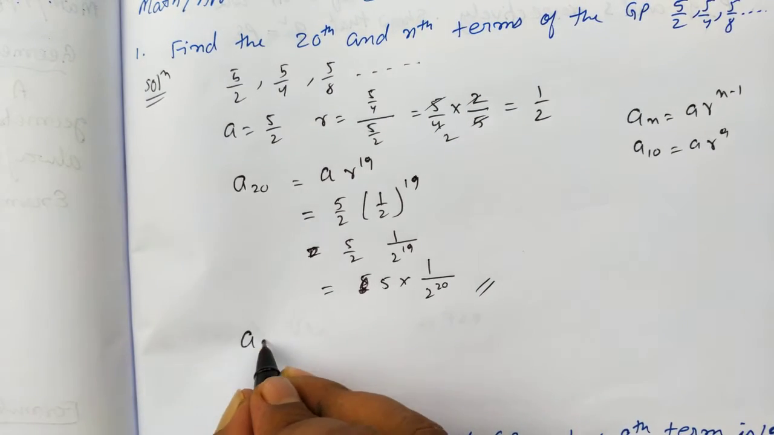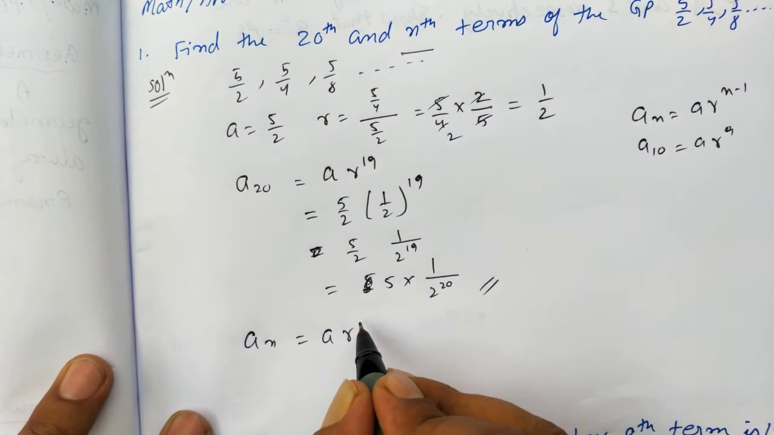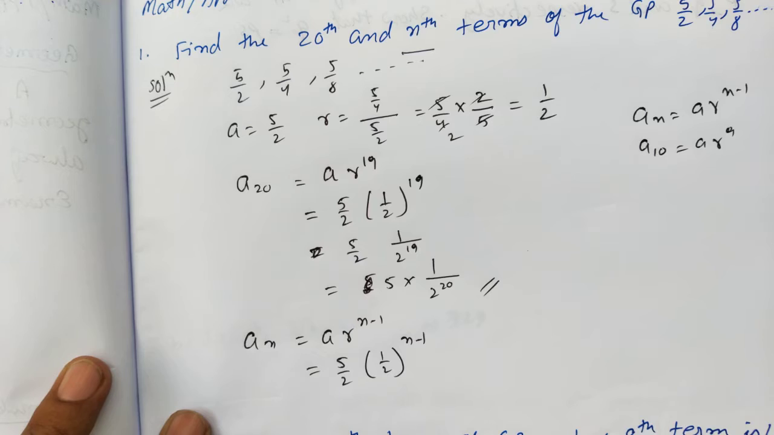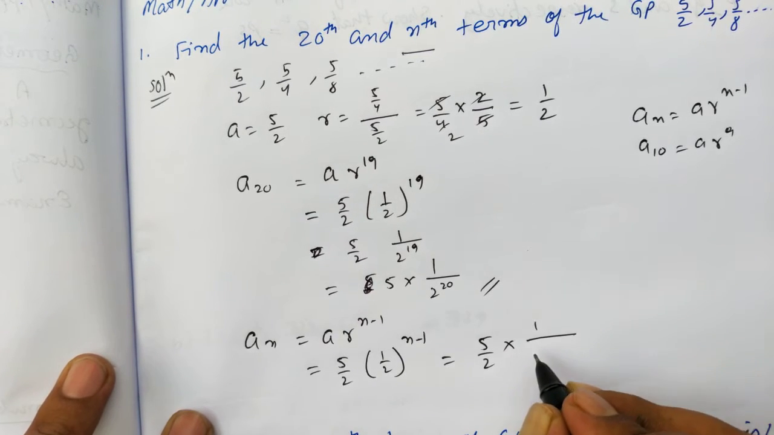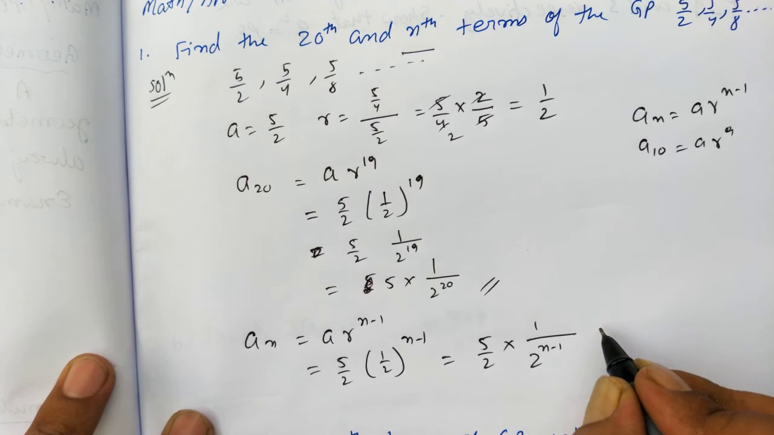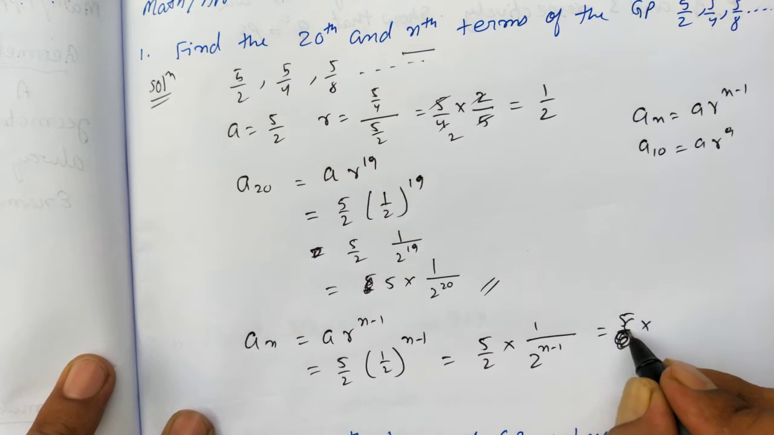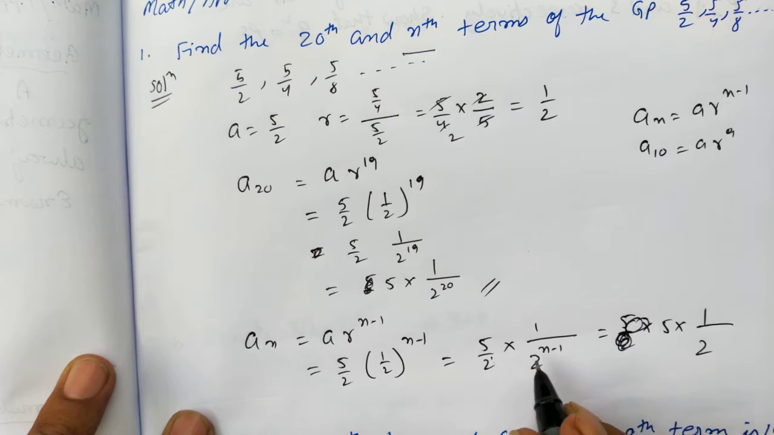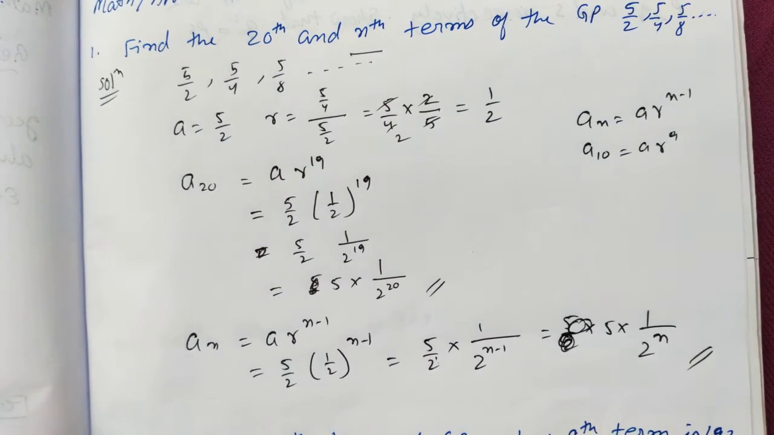Now you are going to find the nth term. So ar^(n-1), put the value. a is 5 by 2, r is (1 by 2)^(n-1). You can break it up, 5 by 2 into (1 by 2)^(n-1). If I add the powers, it will become 5 over 2 power n. So this is the answer for question number 1.